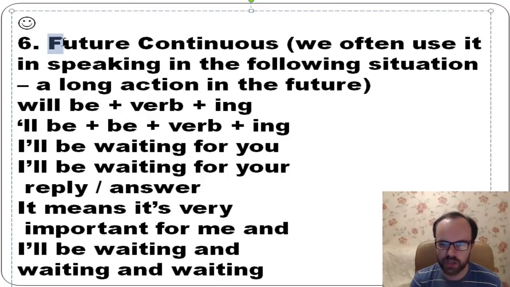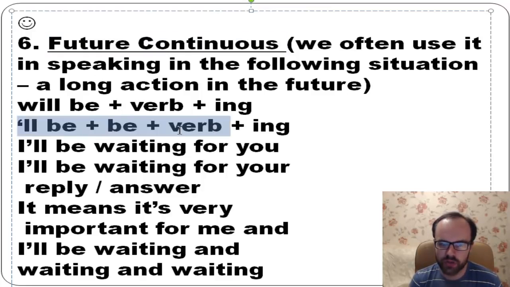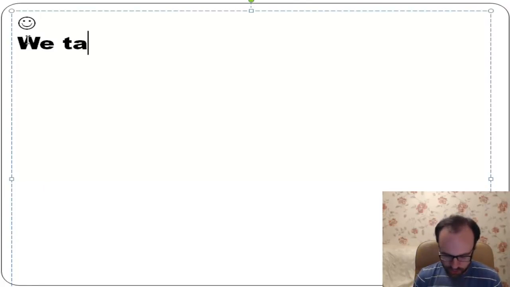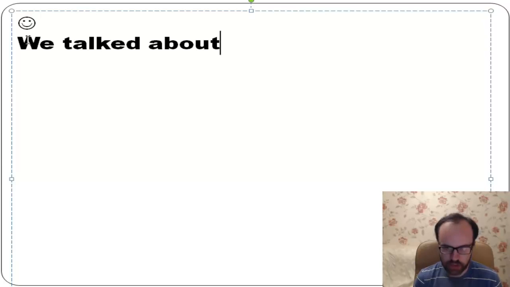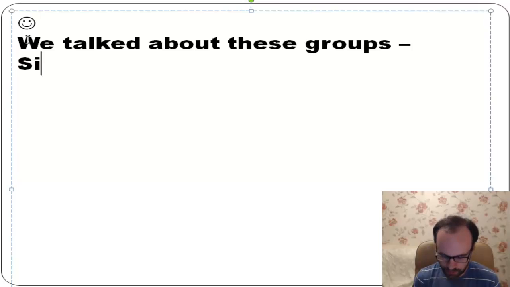Okay? So future continuous. We often use it in speaking in the following situation. So a long action in the future, will be plus verb plus ing. So you see, we can also use a short form. I'll be waiting for you. I'll be waiting for your reply. It means it's very important for me and I'll be waiting and waiting. Okay, so we talked about these groups: simple and continuous.